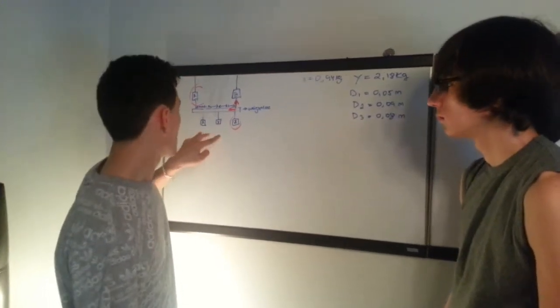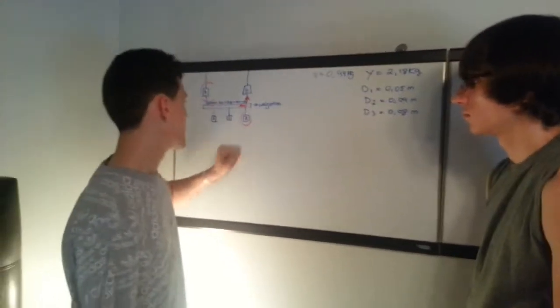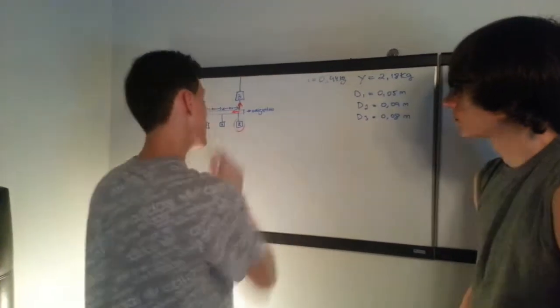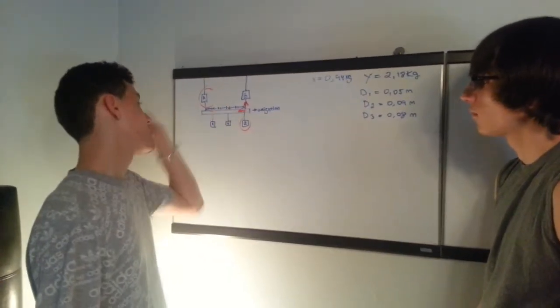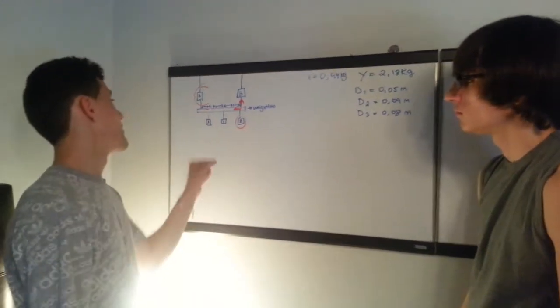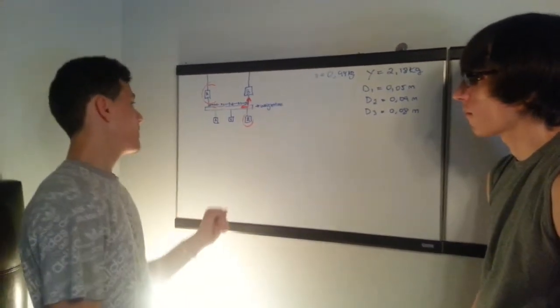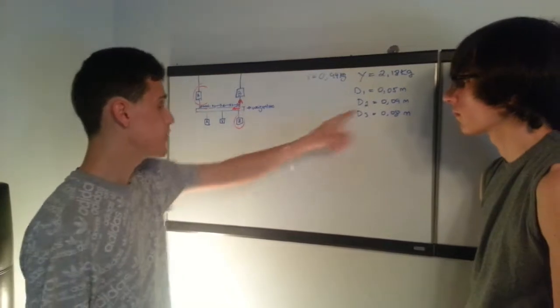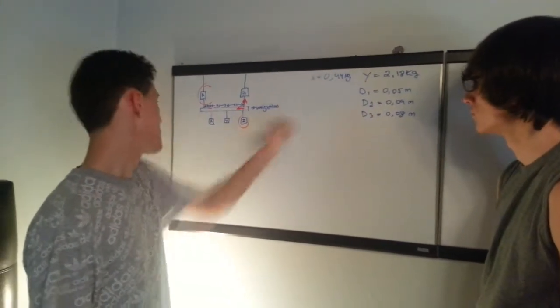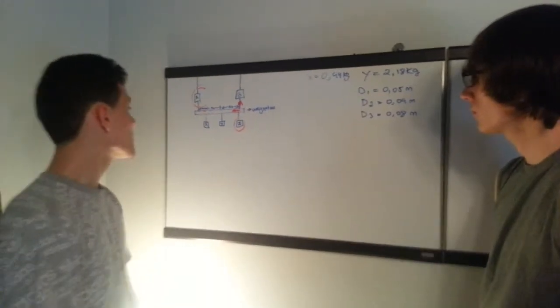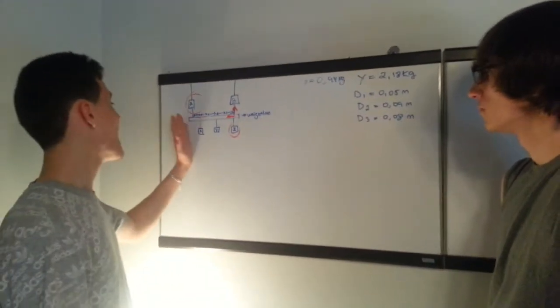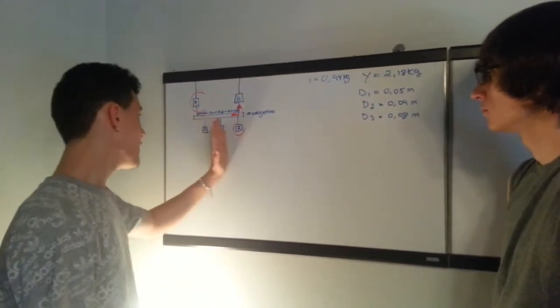to which are attached three weights: X, Y, and Z. Now we do not know the weight of Z, okay? Nor do we know the tension in B, and we are asked to find the tension in A. But we are given the weight of X, which is actually 0.94 kilograms, the weight of Y, which is 2.18 kilograms, and the distance between A and X, X and Y, and Z.